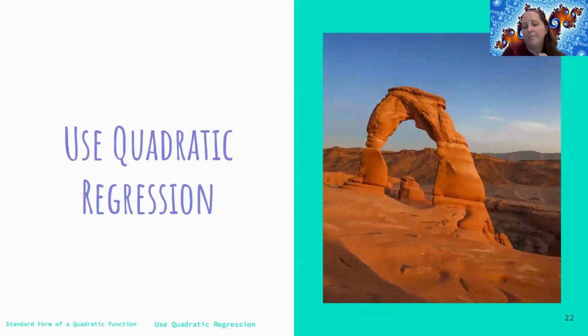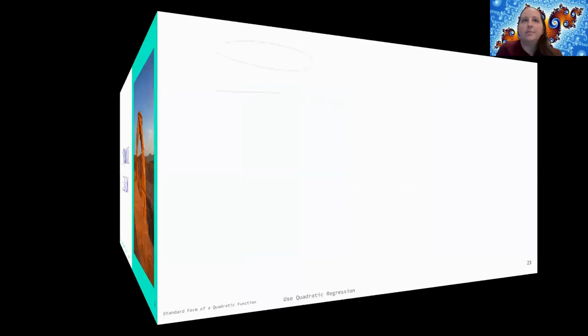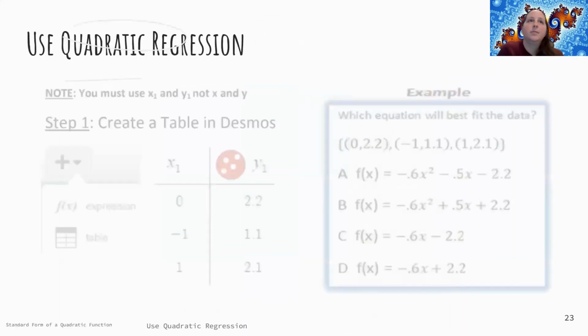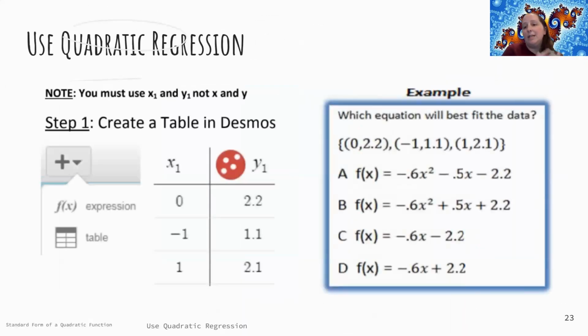Use quadratic regression. So one of the easiest ways to do quadratic regression is either to use a graphing calculator or to use Desmos. I'm going to show you how to set it up in Desmos because that's the way that we will usually use quadratic regression in our class.